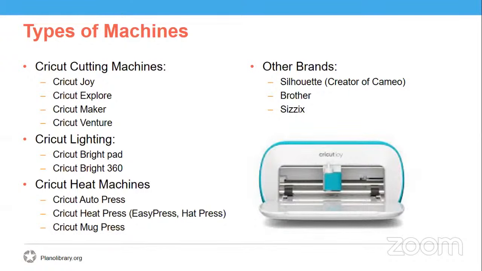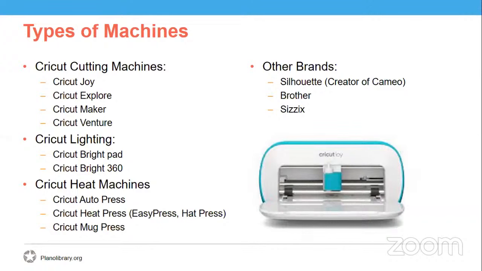The Joy is this blue machine pictured on the screen right here. It is again the cute, smallest Cricut model on the market. The regular Joy has a cutting width of 4.5 inches by 6.5 inches in length, while the Joy Extra has a cutting width of 8.2 inches by 11.7 inches in length. It can cut a maximum length of 4 feet for smart material geared for the Joy device.